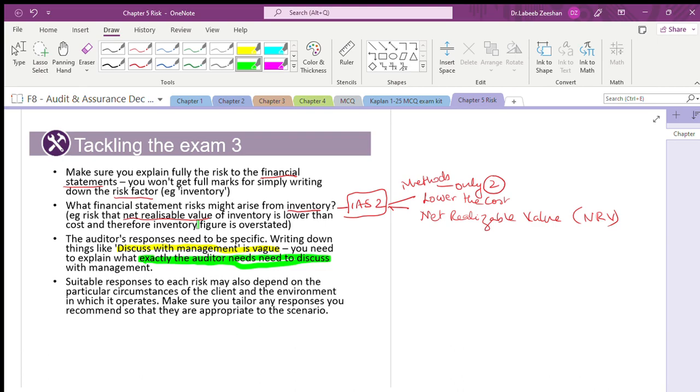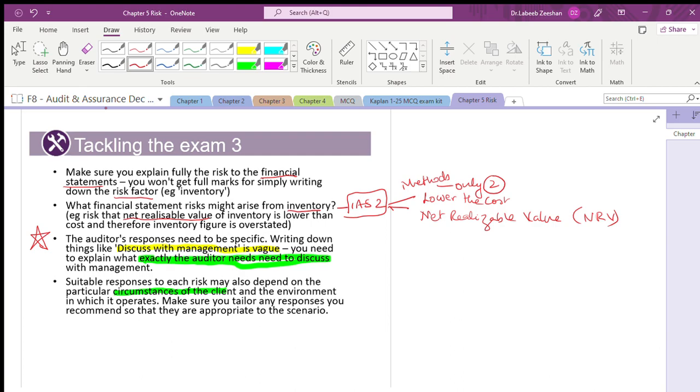Is it right? Next, a suitable response to each risk may also depend on the particular circumstances of the client. Why it is needed: it is receivables, it is inventory, it is in terms of receiving the inventory, issuing the inventory. Is it right? Specific response, you have to be very clear. First you understand this. These instructions are very, very important. People don't read these instructions, they just prepare for the examination, but that is not the case. You should understand what the requirements are. What I need, you have to do that.